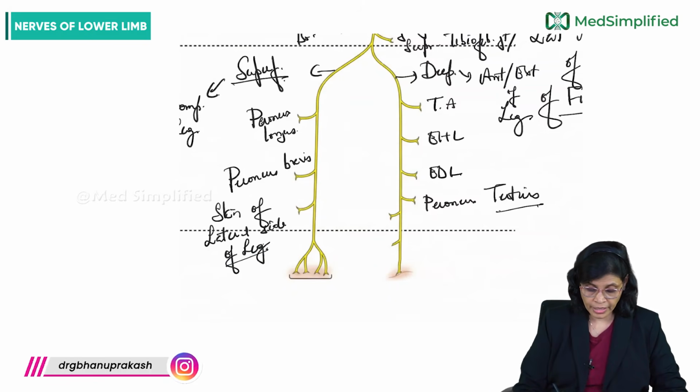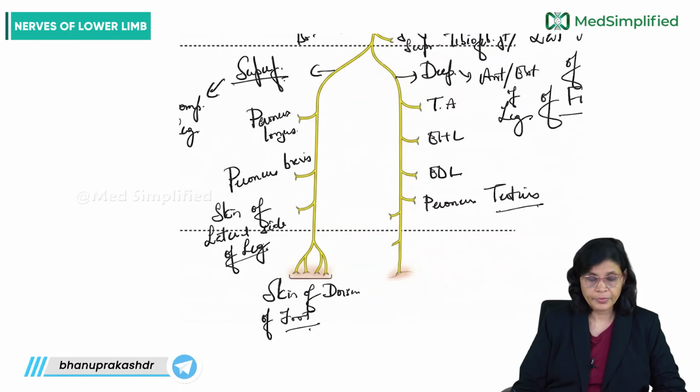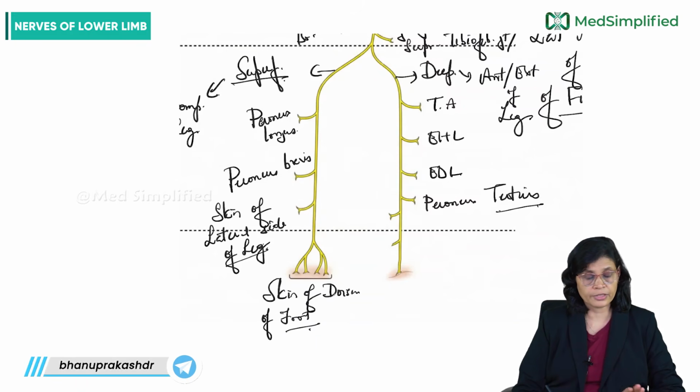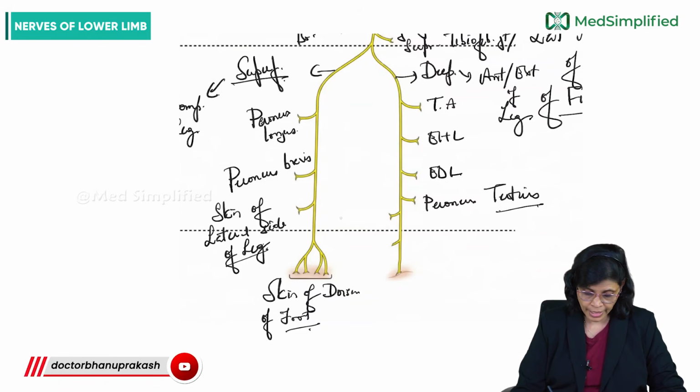Then it comes to the anterior compartment, where it will supply the skin of the dorsum of the foot, except for the first interdigital cleft, between the first and second toes. It supplies the skin over the dorsum of the rest of the area. Whereas the deep peroneal nerve, after supplying all the anterior compartment muscles, gives a branch to the ankle joint.